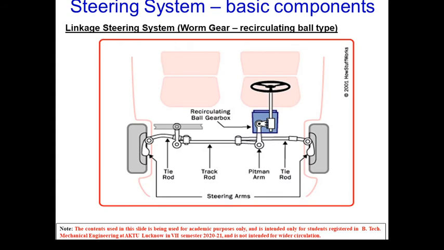Now talking about the basic components that we have seen, the linkage steering system consisting of a worm gear or recirculating ball type gearbox is shown here in this figure. All components that we have discussed are shown: Pitman arm, tie rod, track rod. This is a recirculating type gearbox. We'll discuss this gearbox in brief in coming slides.